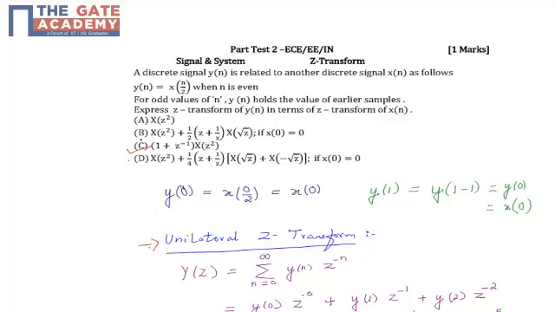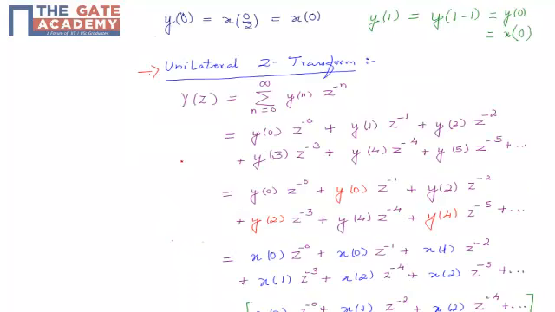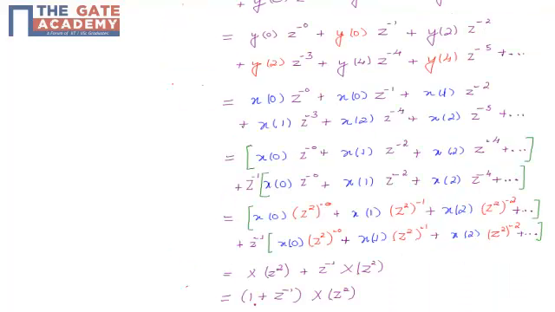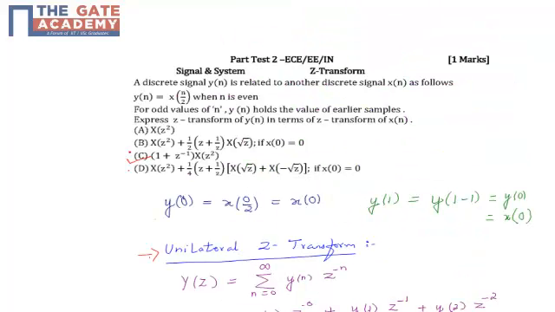Fine. So whenever we are given such kind of problems, we would start with the simple unilateral z transform, and step by step we will replace the z terms with the corresponding terms, and finally arrive at the final answer, which in our case is 1 plus z inverse times X of z square. That is nothing but our option C.